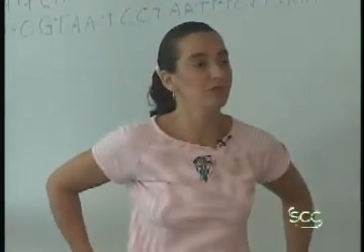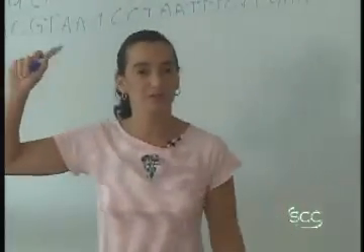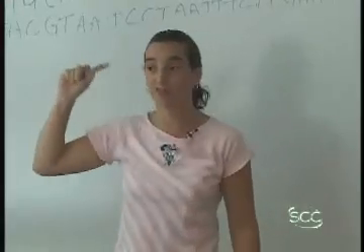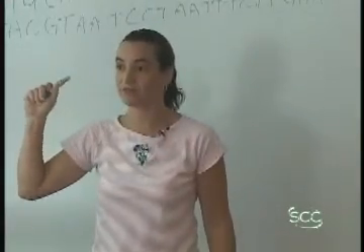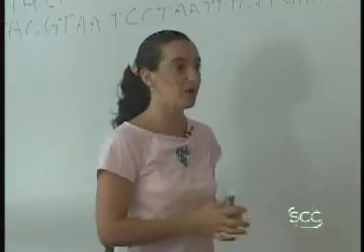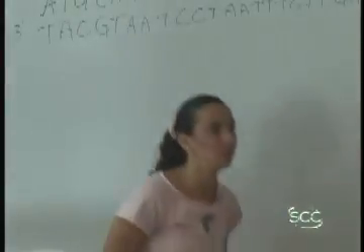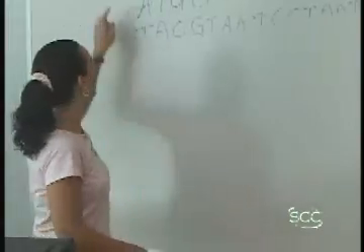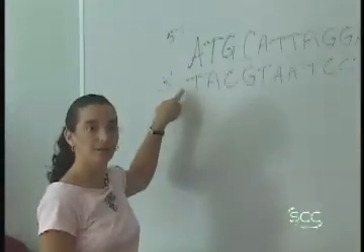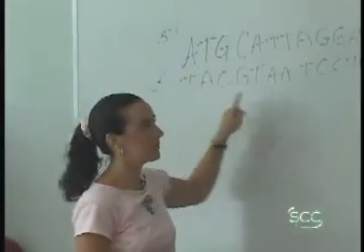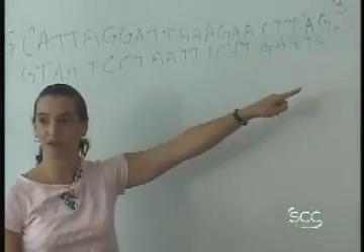5' to 3'. Which line up here do you think is going to be my template strand of DNA or my gene of interest that is going to create my new RNA sequence? The one on top or the one on bottom? This one or this one? The bottom. This one is going in the 3' to 5' direction, right?